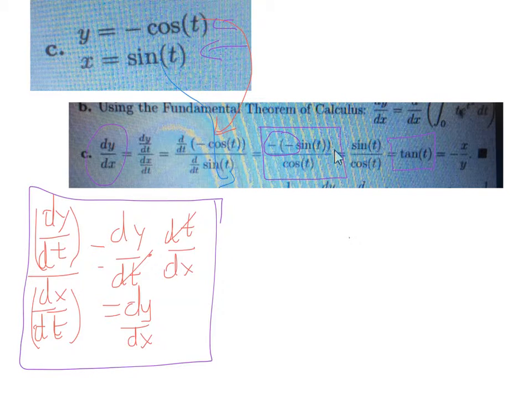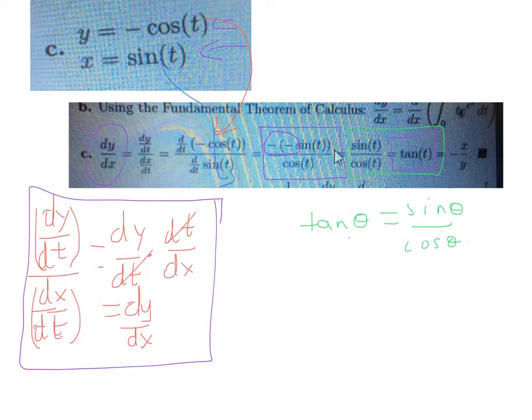And then this part here, choose another color again. This part here is just an identity. That's just your quotient identity that tan theta is equal to sine theta over cos theta. And so that's back from the trig identity stuff.